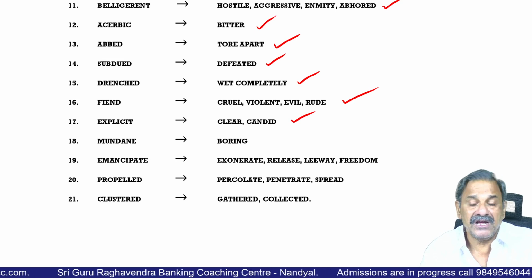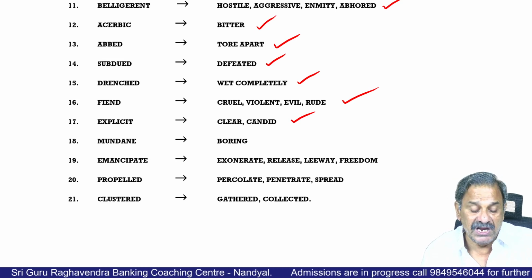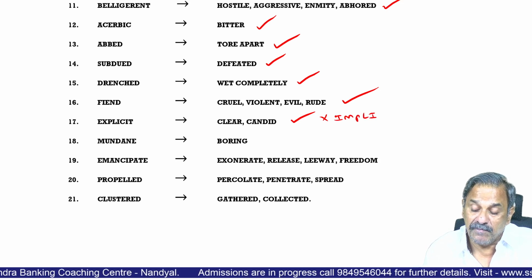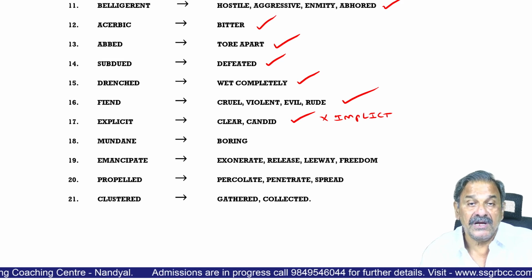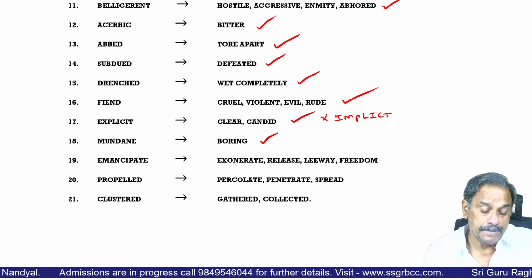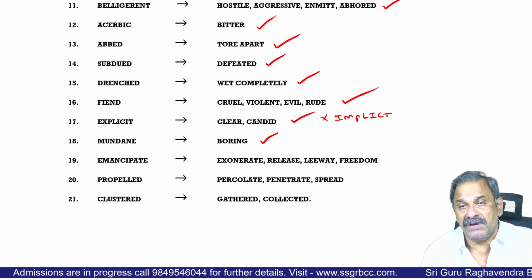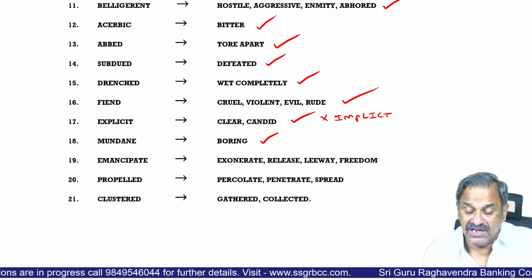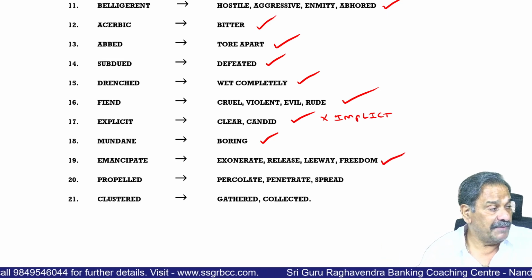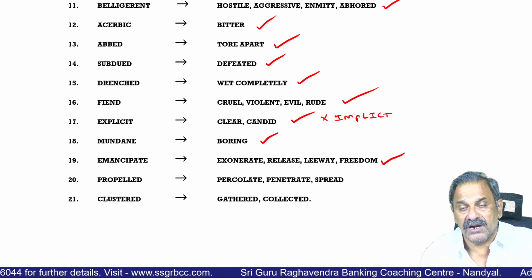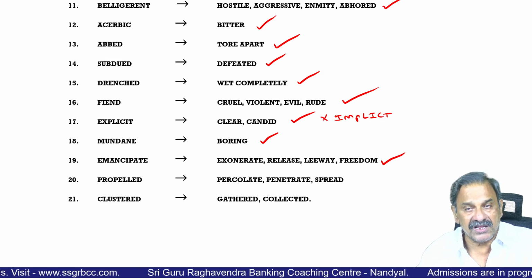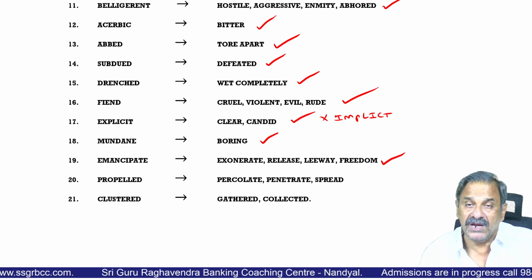Explicit means clear, candid. దీనికి ఆపోజిట్ implicit. I-M-P-L-I-C-I-T, implicit. Mundane means boring. Then emancipate means exonerate, release, leeway, means freedom. Swatantramu. So emancipate means exonerate. E-X-O-N-E-R-A-T-E. ఇంకొక మీనింగ్ రిలీజ్, అదర్ మీనింగ్ లీవే, కామన్ మీనింగ్ ఫ్రీడమ్.